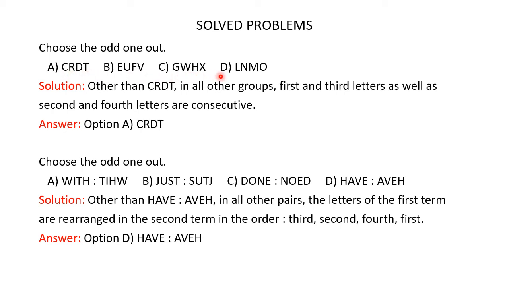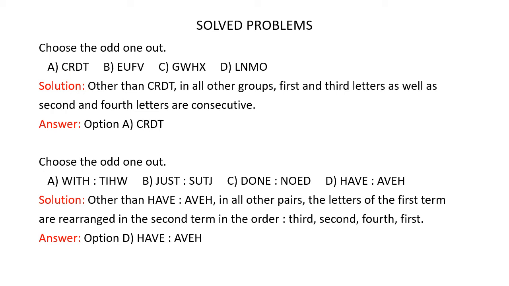Now, when you observe these four groups of letters, you will see that other than CRDT, in all the other groups, first and third letters as well as second and fourth letters are consecutive. That is, in option B, E and F are consecutive letters, U and V are consecutive letters. In option C, G and H are consecutive letters and W and X are consecutive letters. In option D, L and M are consecutive letters, N and O are consecutive letters.